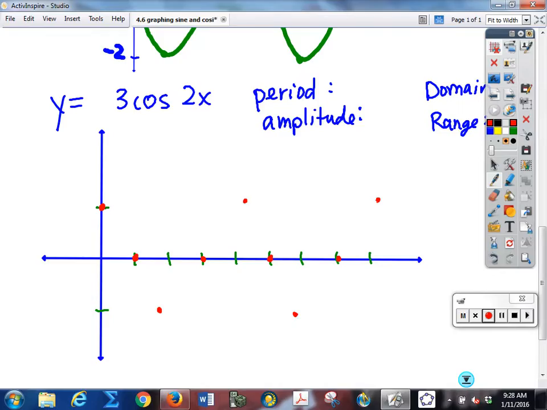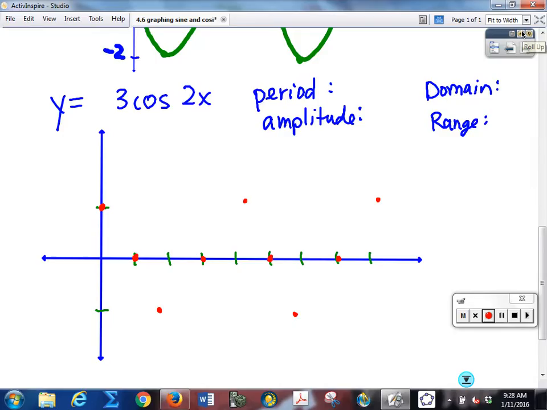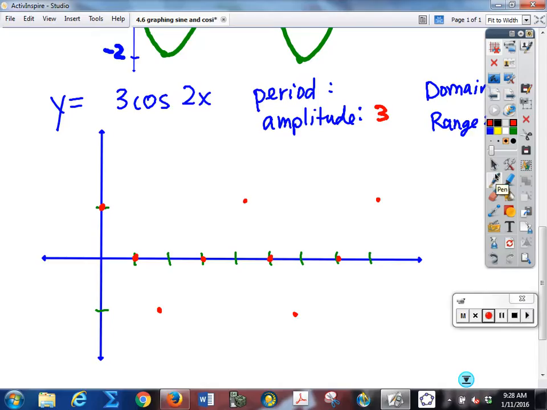Because what is the amplitude on this one right here? 3. So all I have to do to change that is make sure I go 1, 2, 3. Now it's going to be at 3. So as long as I label it that I went up and down to 3, I'm fine there. Okay, this number right here is going to change the period.